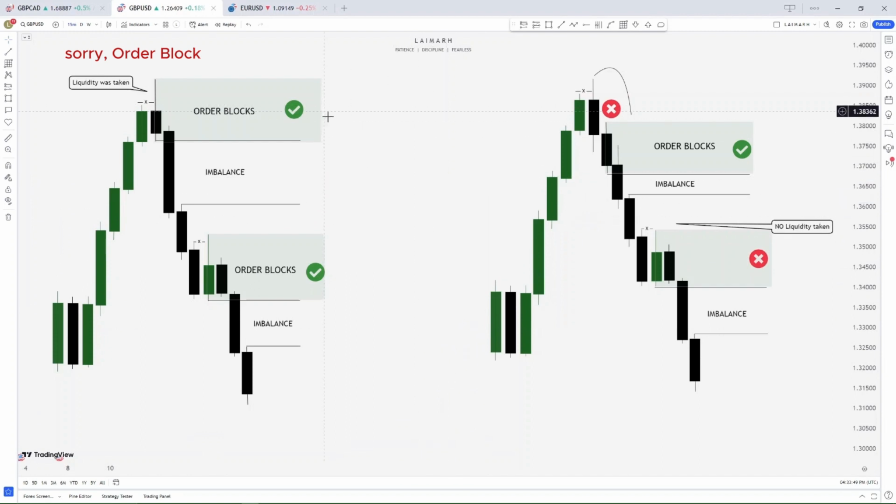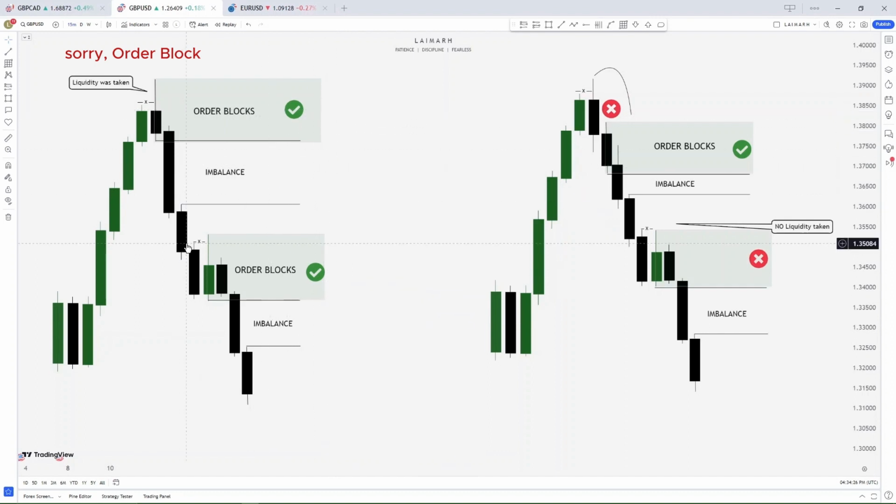Let's go to this one. This is a good order block. You can see I'll mark it over here. Good order block. And what did you see over here? Liquidity was taken from this previous candle before the major move to the downside. And after the major move, we have an imbalance over here. That makes this order block a good order block for us to trade.